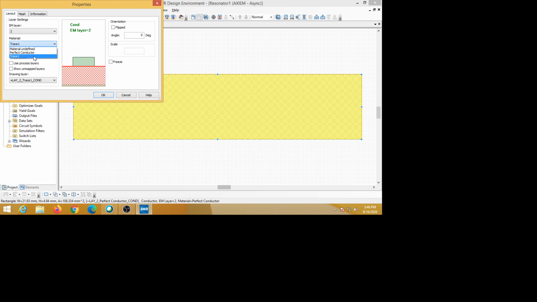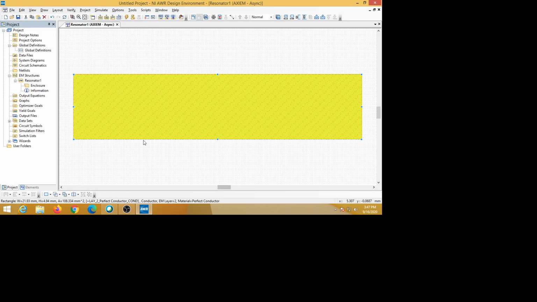But if you choose a perfect conductor, you can see it looks like this, and this is not our material. We are not drawing the structure using perfect conductor, but using copper. We have given it a green color, and its slants, its lines, are like this. Okay, so now we make it okay. Now you can observe it came like this.